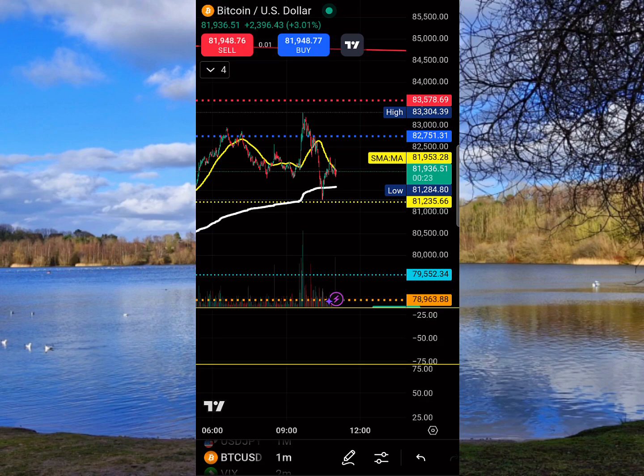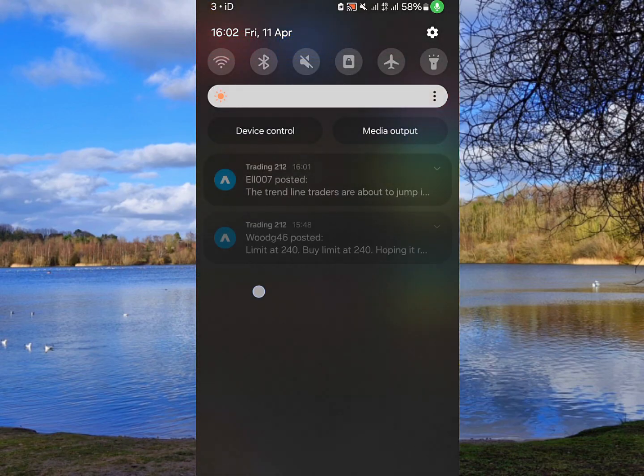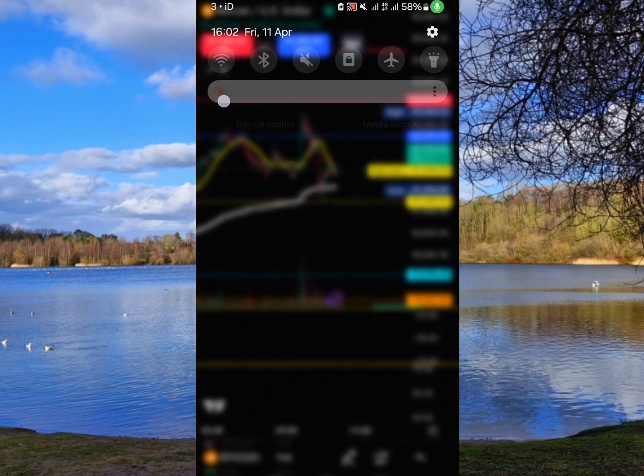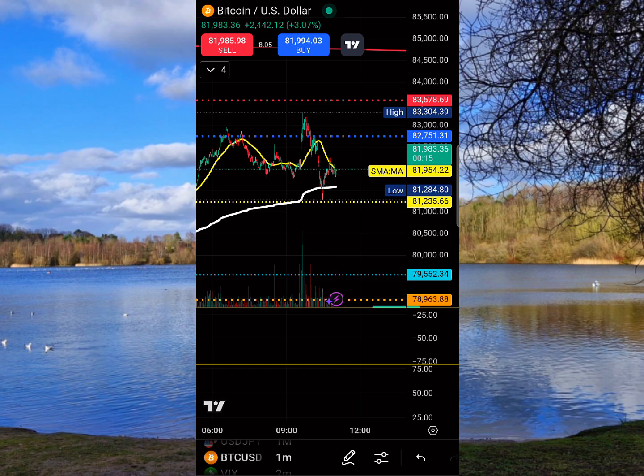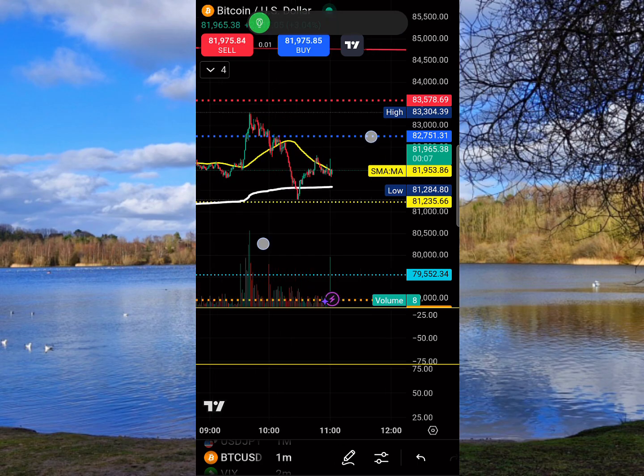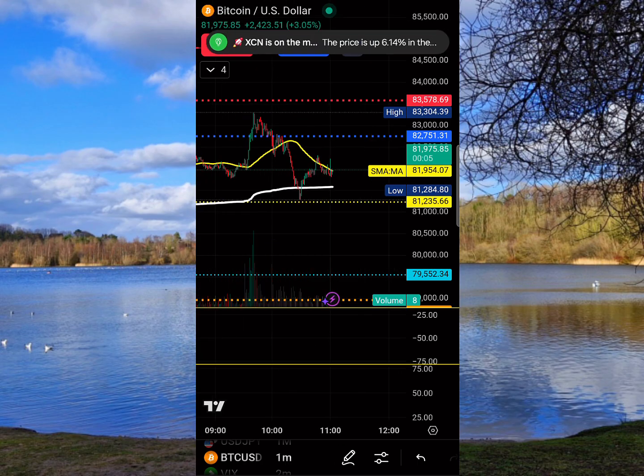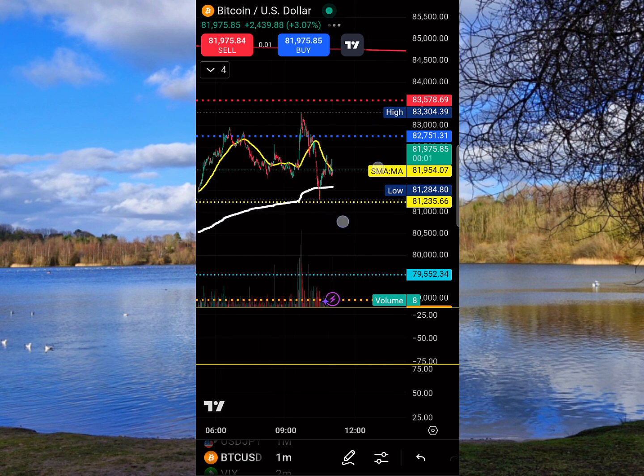Let's see what we can see and then trade what we can see rather than trade what's not in view. So it's Friday the 11th of April. See a trade and then trade it. Don't trade anything that you can't see. We're going to follow price action and see where it takes us.